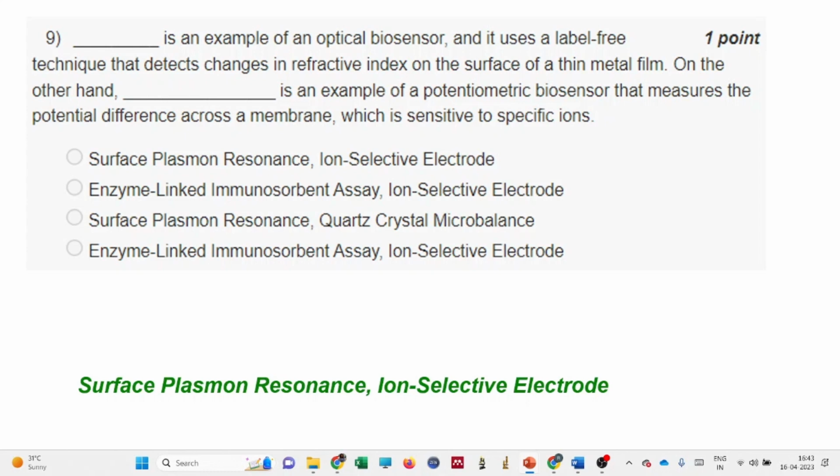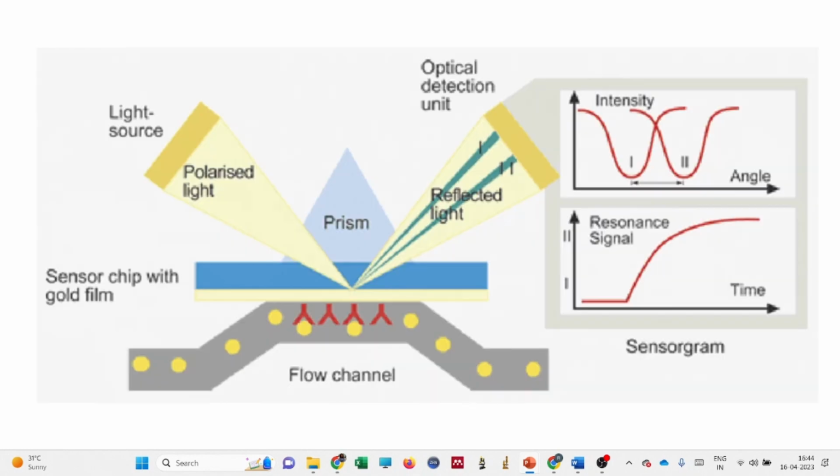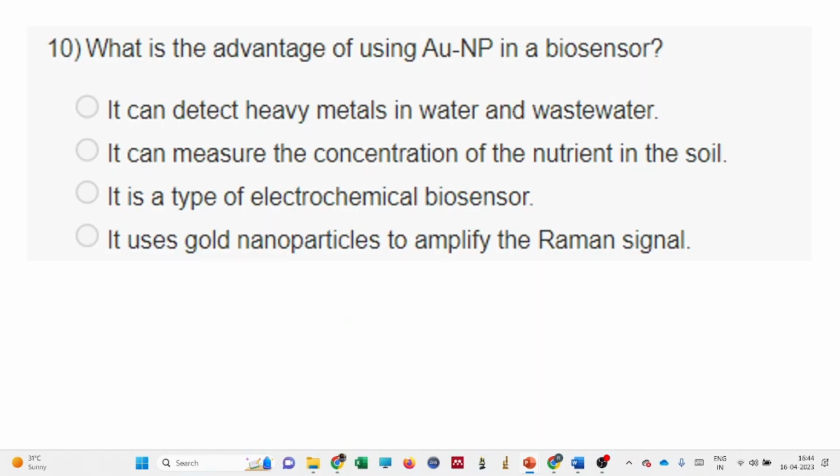Ion selective electrodes are commonly used in the measurement of ions such as pH, sodium, potassium, calcium, and chloride in various biological, environmental and industrial applications basically. So yes, your answer is correct. It should be option A. Moving on to the next question.